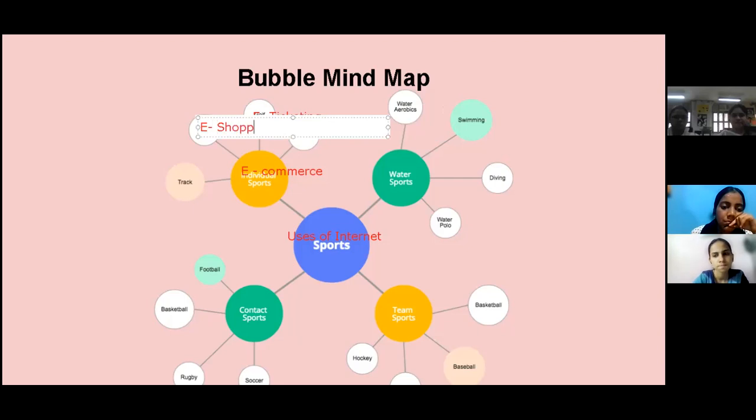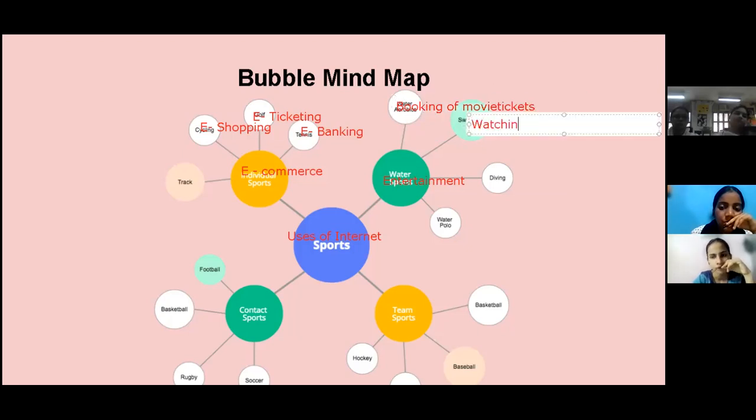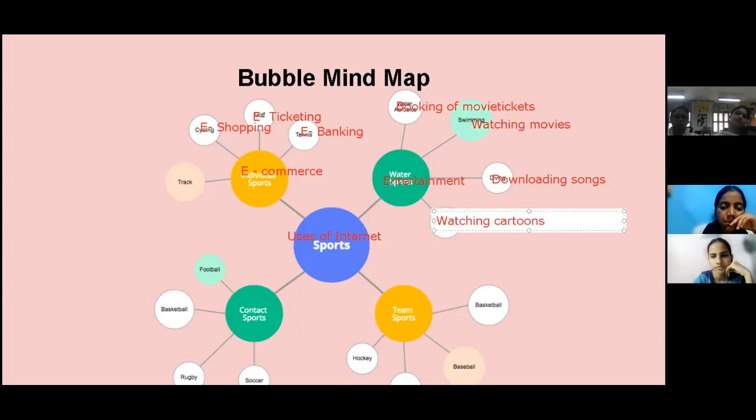E-shopping. So these are the different things. Now here, if I say entertainment, again, you can write your booking of movie tickets, right? Then you can say watching movies online, downloading songs, watching cartoons or sports, right? So this way you can branch out.